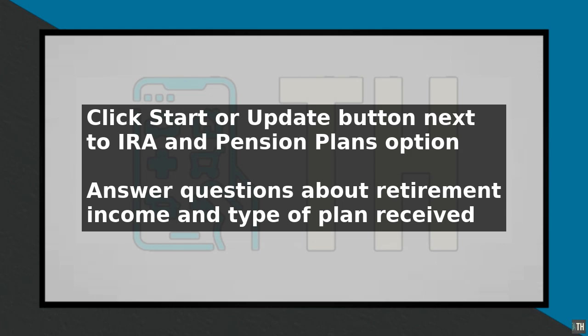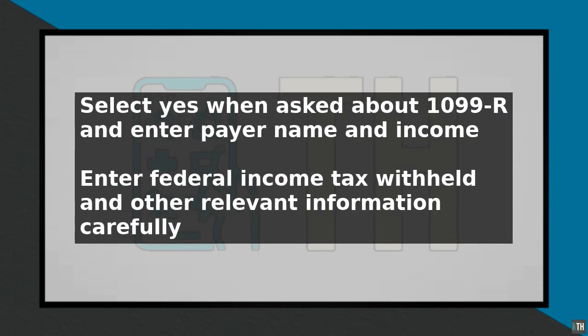form. TurboTax will then guide you through the process of reporting any state or local taxes withheld, as well as any other relevant information. Be sure to carefully review the information you enter to ensure it is accurate, as this will affect your tax return. After entering the 1099-R information, TurboTax will calculate the taxable amount of your retirement income and apply any applicable tax credits or deductions. You can then review your tax return and make any necessary adjustments before filing.